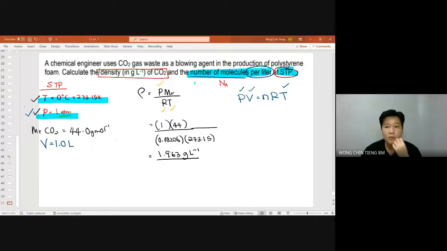Try to work it out. I want the number of mole and I want the number of molecule. Soalan senang je. Cuma trying to recall all the memory that you used to have.